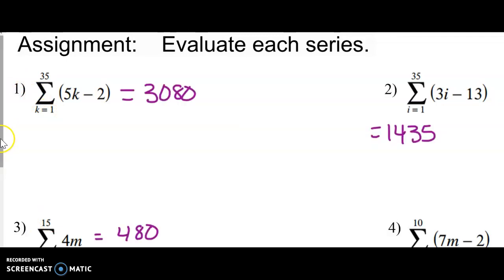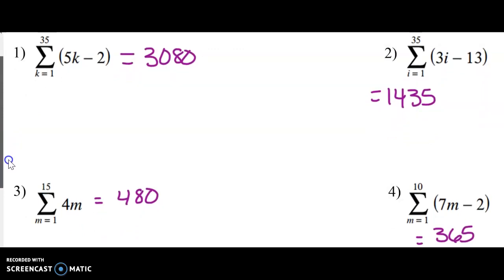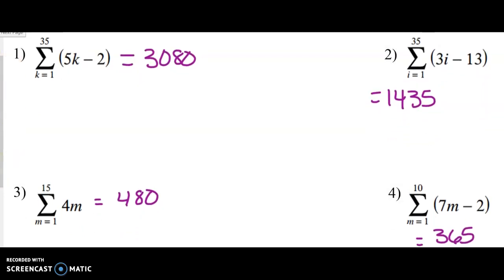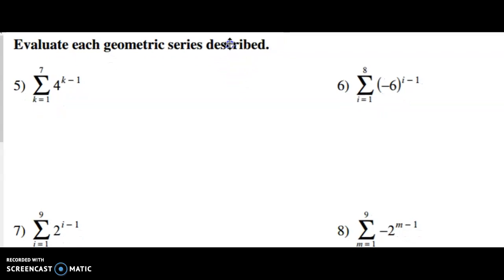Okay, after you've paused the video and worked on this, you should have these answers. Hopefully there's no problem in getting the answers for these. Now, the next one's a little more difficult on these simply because of the way that they are set up. But let's see if we can plug this first one in. It goes from 1 to 7 of 4 to the x minus 1 power.